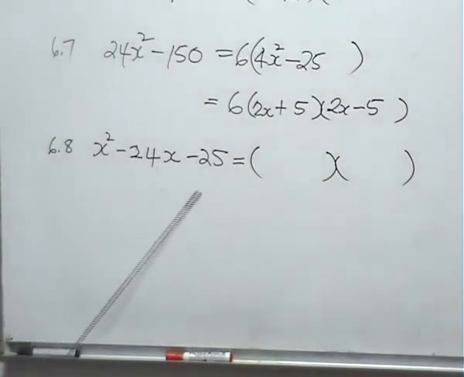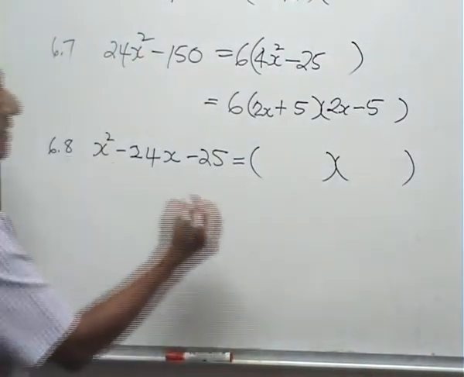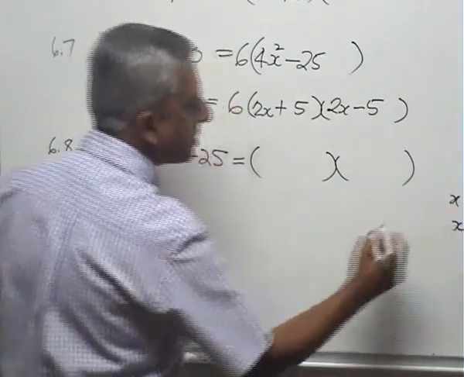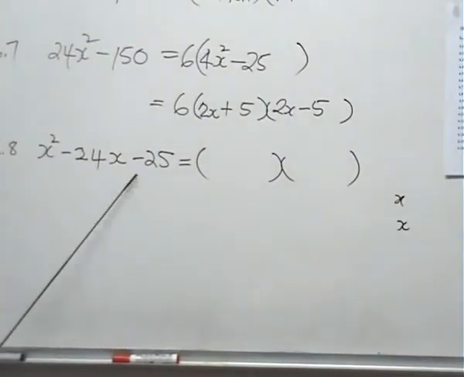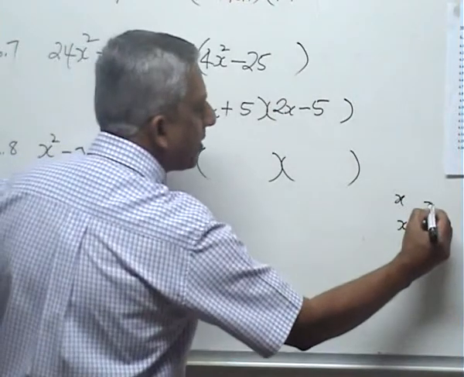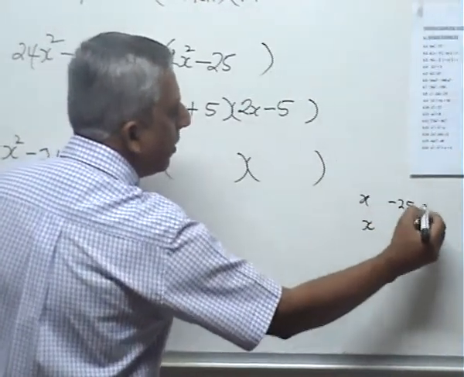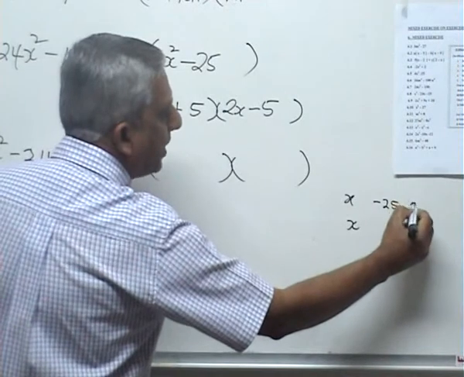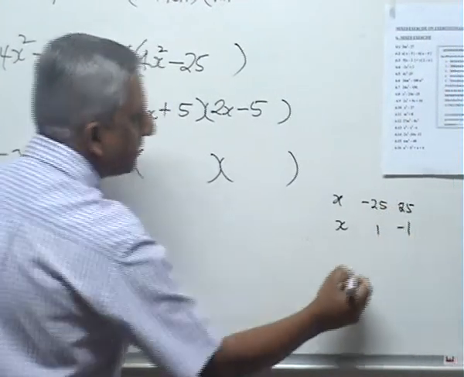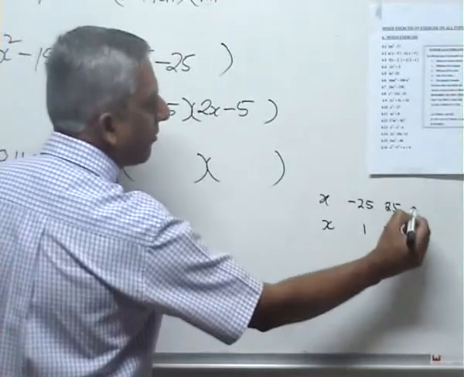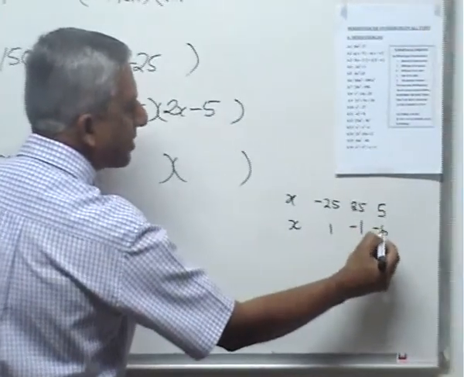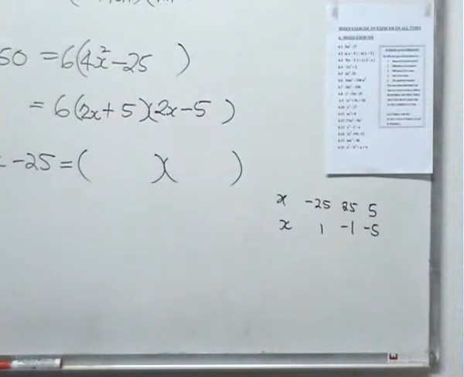See, you have a good look at it. There's no common factor. And you've got x squared, and then you've got x, and then you've got a number. So it's a trinomial. So you have to look at x squared and write down x and x. Then you look at minus 25 and write down the factors of minus 25, which happens to be minus 25 times 1, or 25 times minus 1, or 5 times minus 5.